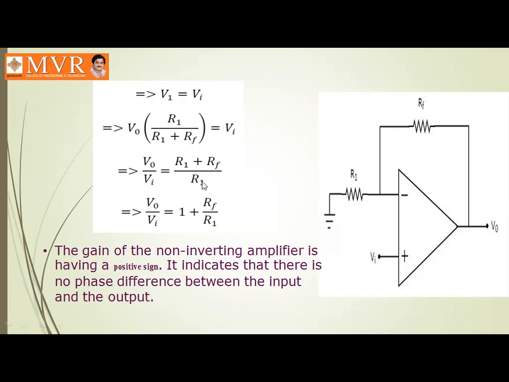And the equation will be V naught by Vi is equal to R1 plus Rf by R1. And then, as you know, V naught by Vi is the gain of the operational amplifier, which is equal to 1 plus Rf by R1. So the gain here again depends upon Rf and R1 values. So this is the operation of the non-inverting amplifier.